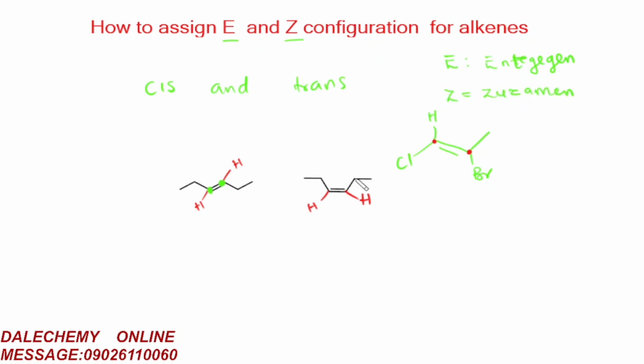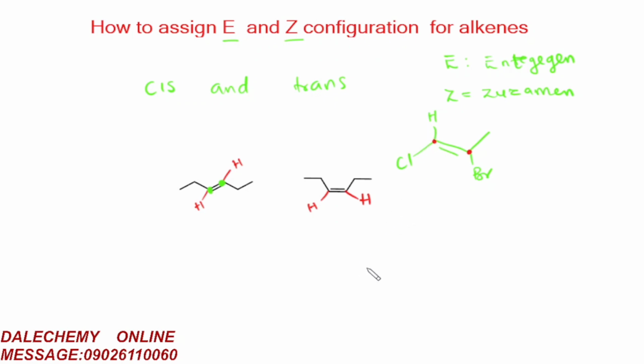zusammen. If you want to use E and Z configuration, it's similar to the way we did it for R and S configuration, in that you have to assign priority to the two things that are attached to each of those two carbons. For this first carbon, you look at the two things attached to it and you prioritize them. You give them priority. You do it for this one, and you do it for this one too.